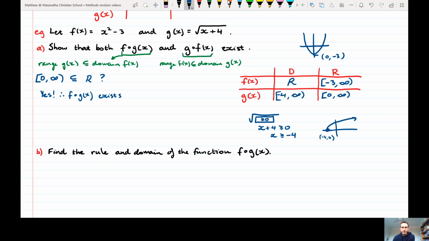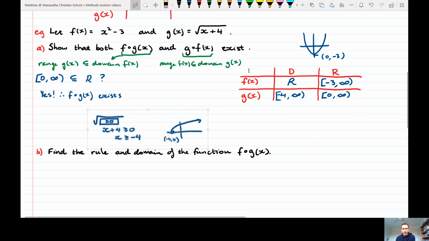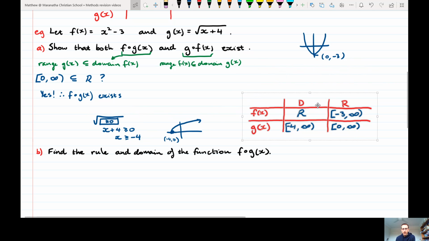Now let's check this other one. I might have to just move this table to make a bit of room though. Let's move that over here out the way so you can still see it, but I'll move these down. Okay, the range of f. Well, the range of f we know is -3 to infinity, including. Is that a subset of the domain of g, which is -4 to infinity? Well, the answer is yes, but let's do a quick check to see.